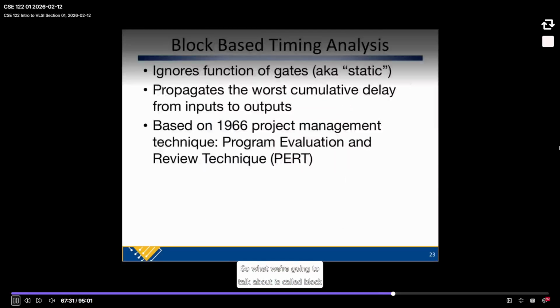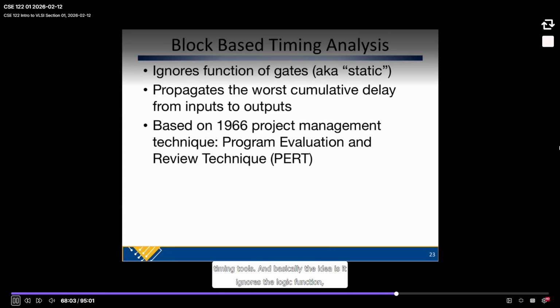What we're going to talk about is called block-based static timing analysis. It's actually based on a project management technique from operations research. Think about assembly lines. How do you make assembly lines better? Well, you want to have parts arrive on a schedule, and it takes time to do things. You want to make sure everyone's busy all the time, no one's waiting. There's a 1966 paper called Program Evaluation and Review Techniques that inspired the first static timing tools.